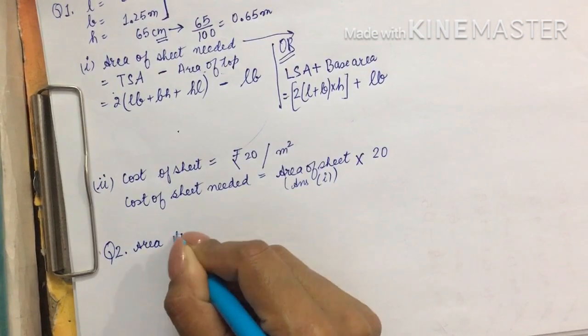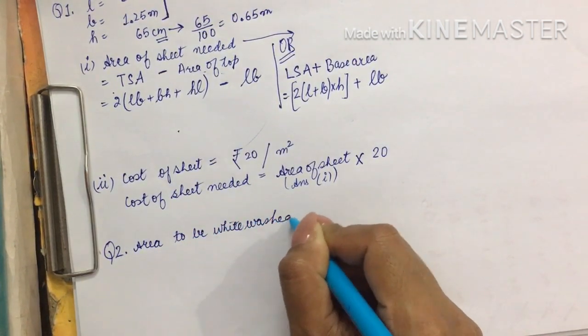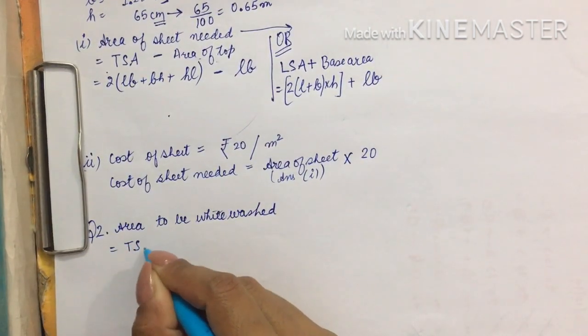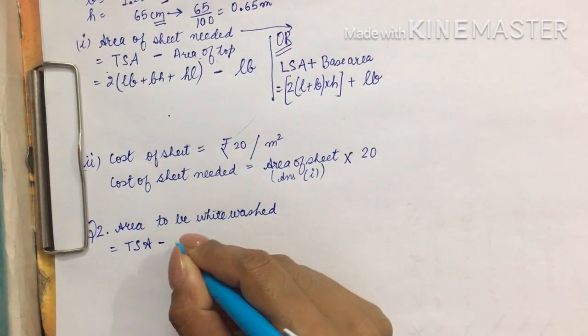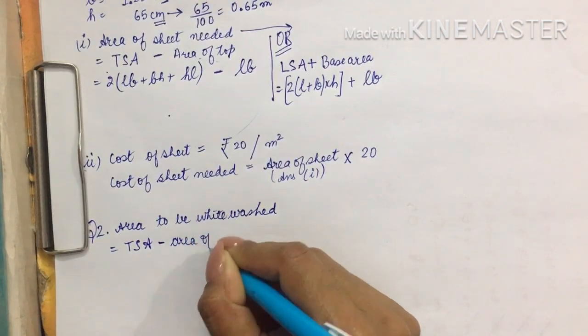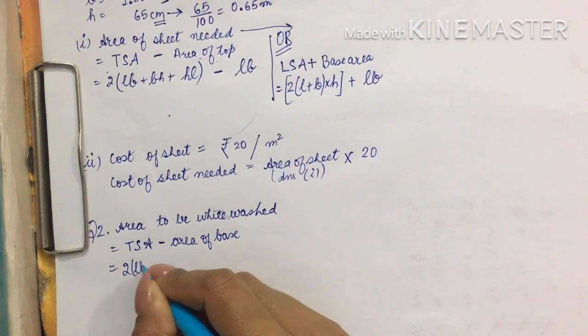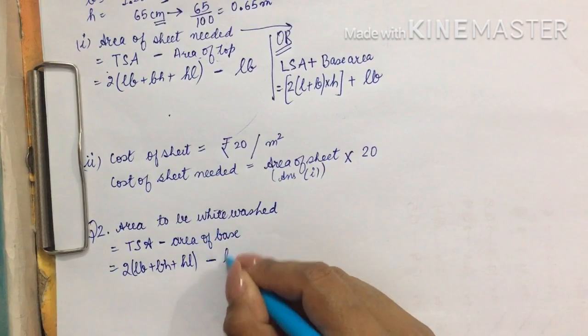So area to be whitewashed, this can be calculated using two ways. You could take the total surface area, which means the area of all the 6 faces of the room, 4 walls, the ceiling, the floor. But the floor is not to be whitewashed, so we need to subtract the area of floor or the base. So this will be 2 times LB plus BH plus HL minus the area of the base, which is given by LB.